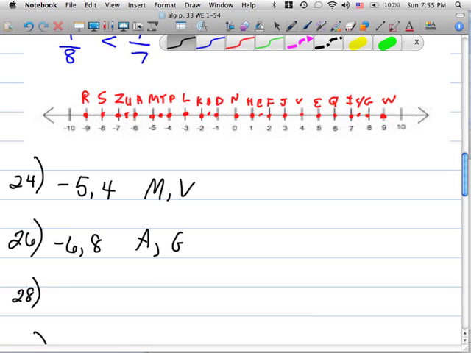Number 28, the coordinates are 1, -1, and -1 and 1/2. And we want the points for that. So 1 is H, -1 is D, and -1.5 is halfway between -1 and -2, and that's letter B.